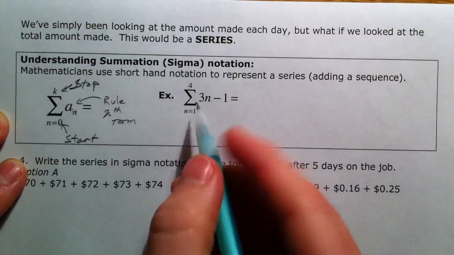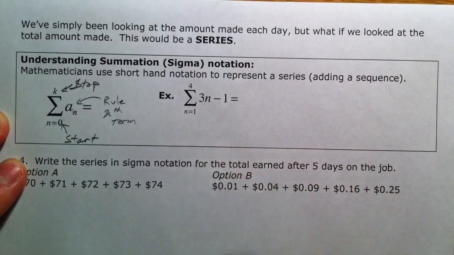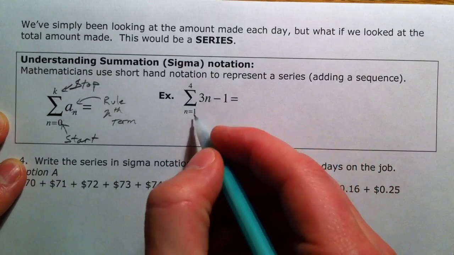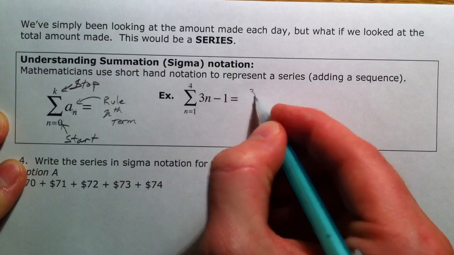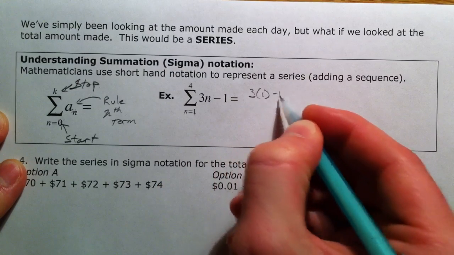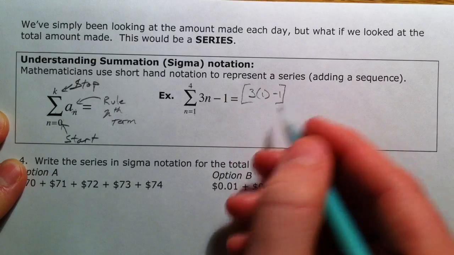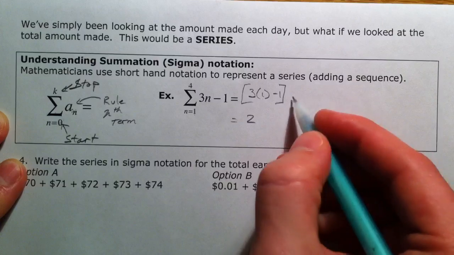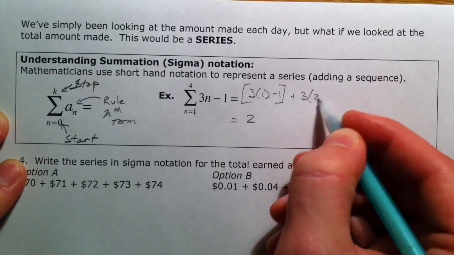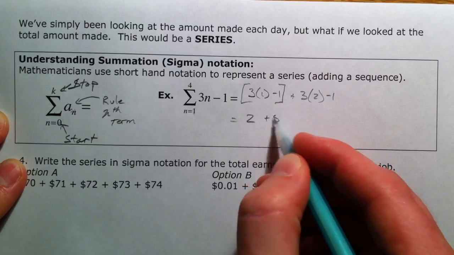So if a question said, evaluate this, first off, the sigma is telling you to add everything up. And so we take 1, because it's our starting point, and we plug it in. So 3 times 1 minus 1. That's your first term. So 3 times 1 is 3, minus 1 is 2. And then we add to that 3 times 2 minus 1. 6 minus 1 is 5.